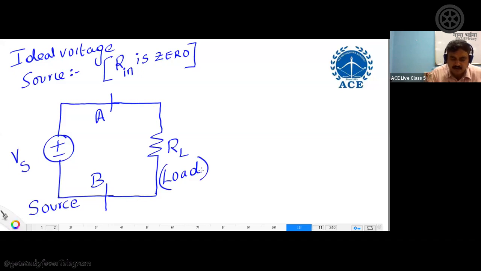Okay. Now let us assume some current IS is delivered by the source. When I say delivered by the source, current should flow from negative to positive. So it is flowing in this direction. Now there is no other path. Current should come onto the resistor here.